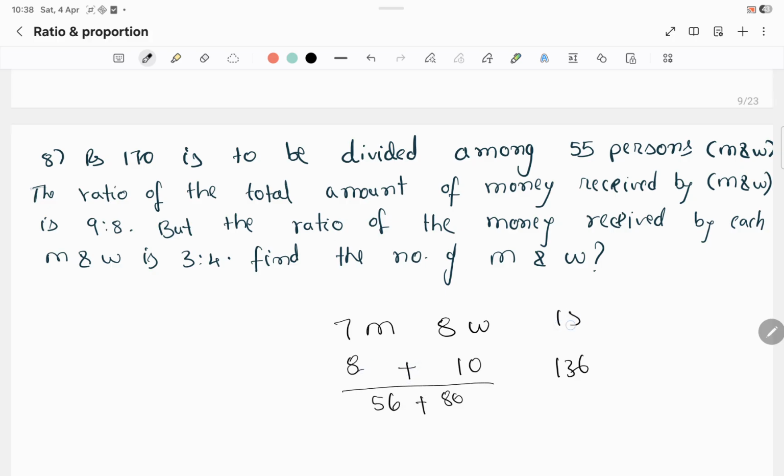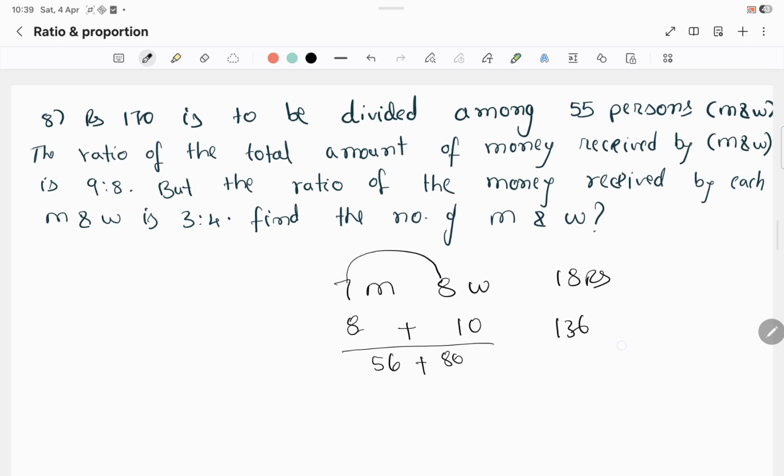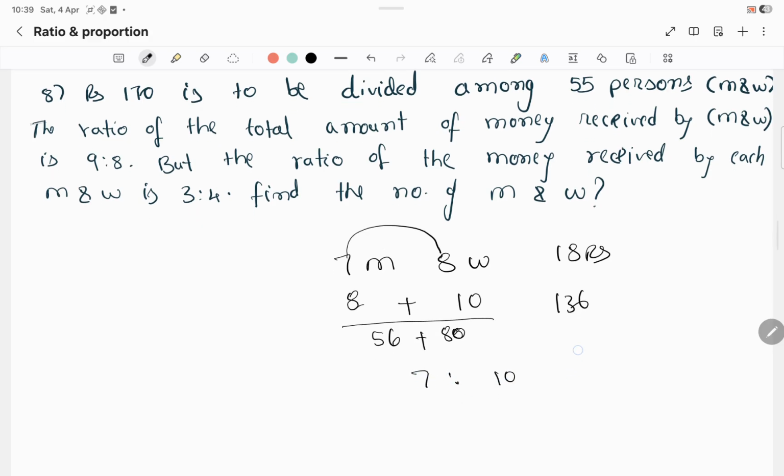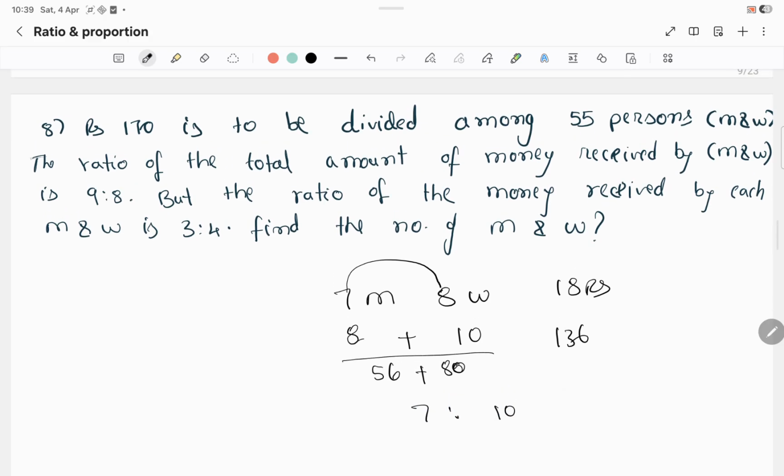And how many people are there? 8 plus 10, 18 rupees, total rupees. Then 7 and 8. So now, the ratio of the total amount of money, 56 is to 80 is what ratio? 8 sevens, 8 tens, 7 is to 10. Then what they are saying, the money received by each person is 7 and 8. If you divide this, we'll get the number of people.